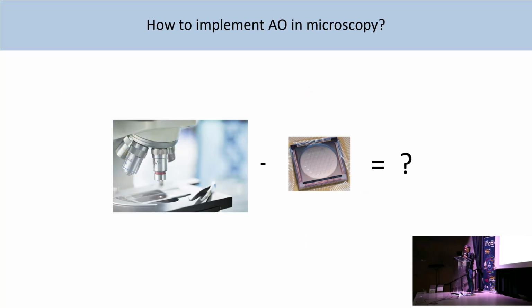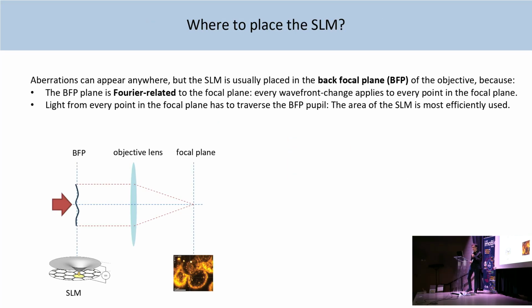So they are here. But what are you going to do with them? I want to say a few words about this. You have a microscope. You want to buy an SLM. That's the general term for it, spatial light modulator. What are you going to do with it? First of all, where to place it?